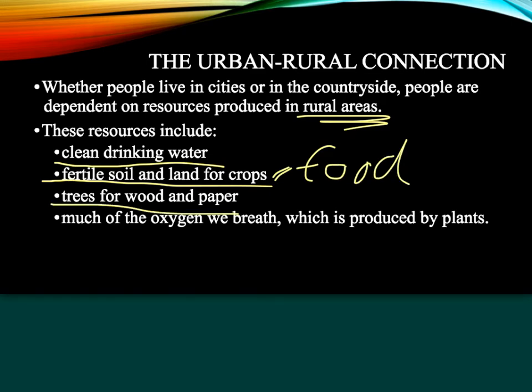Trees come from rural areas, and then oxygen, which we don't always think of, is produced by plants. Well, there's not a lot of plants in the so-called concrete jungle of a downtown metropolitan area. All right, so all this stuff comes from rural areas. We are still dependent on them, but rural areas are disappearing as we build bigger and bigger cities.